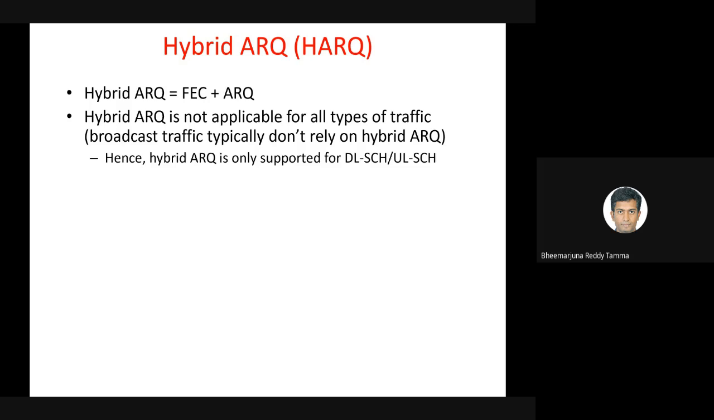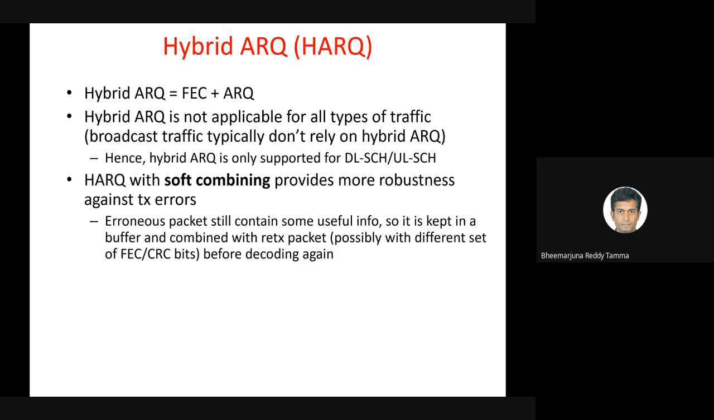We also do something called soft combining, where we try to use the previously unsuccessfully received symbols at the physical layer, and combine them along with the retransmitted symbol, with the hope that combined we can have better decoding of the entire set of symbols. I will explain in today's class how soft combining is achieved at the physical layer, whereas hybrid ARQ is done at the MAC layer.